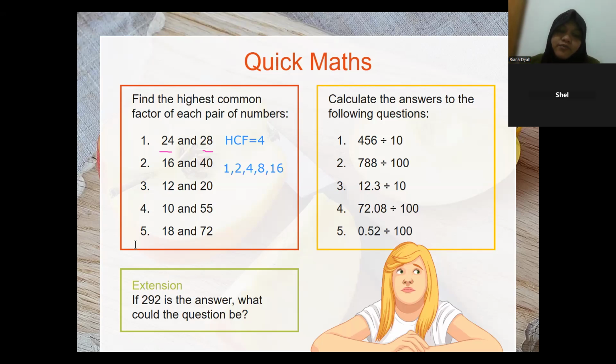1, 2, 4, 8, 16. Okay, that's for 16. And now for 40.